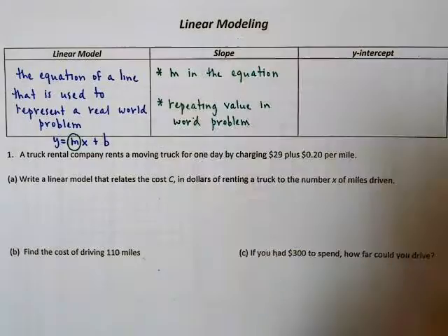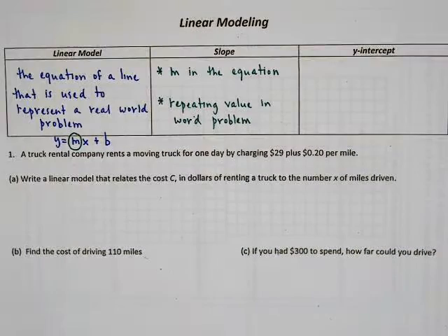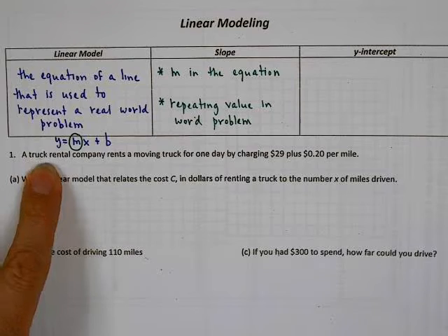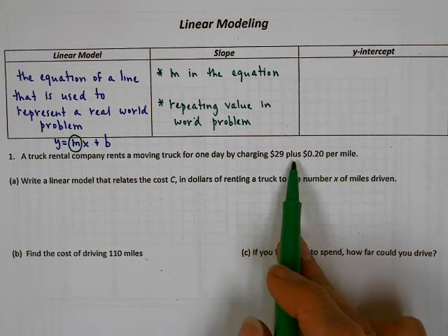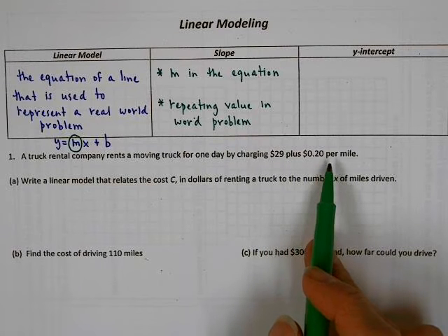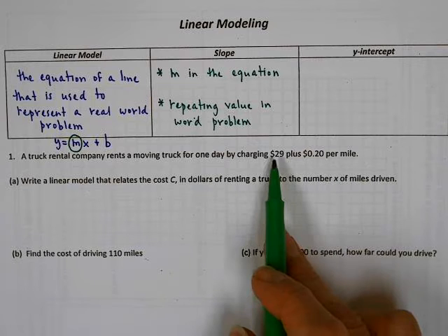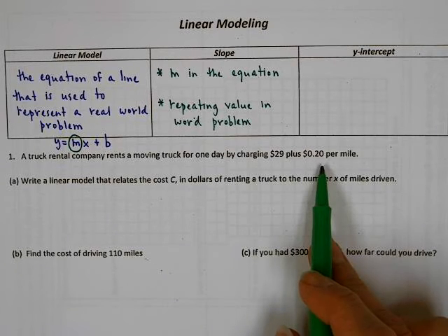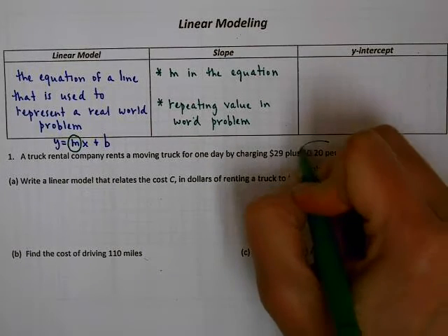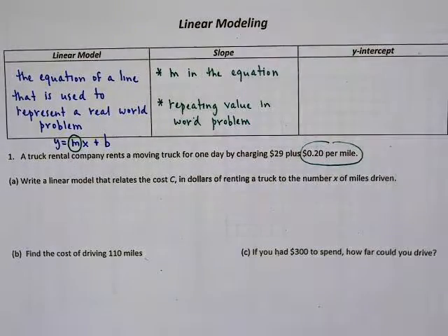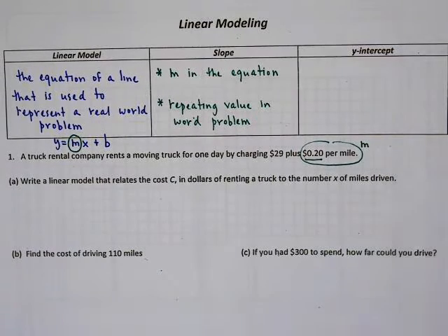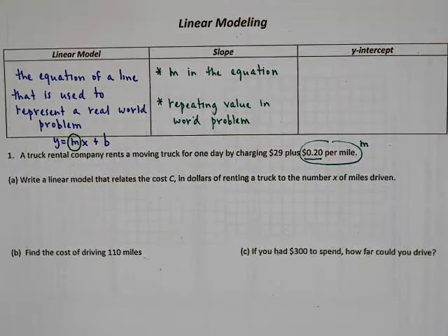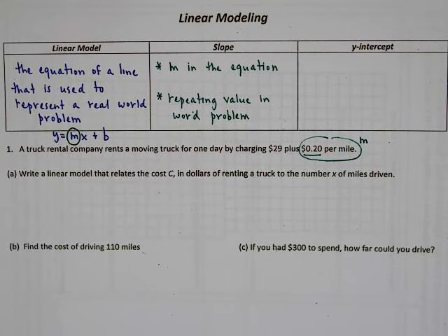And I think the best way to explain this is to look at problem number 1. So if I look, it says a truck rental company rents a moving truck for 1 day by charging $29 plus 20 cents per mile. So if I'm reading that, I know I have to pay $29 once, but for every mile that I drive, they're going to charge me 20 cents. So that part is going to repeat over and over again. That's what we're talking about here. That would be my m in the word problem, this 20 cents, because every time I drive a mile, they're going to repeat that charge of 20 cents.